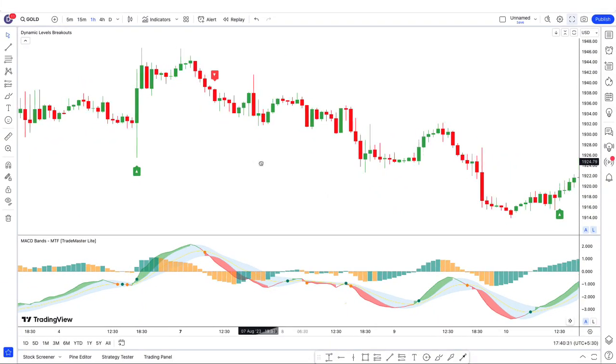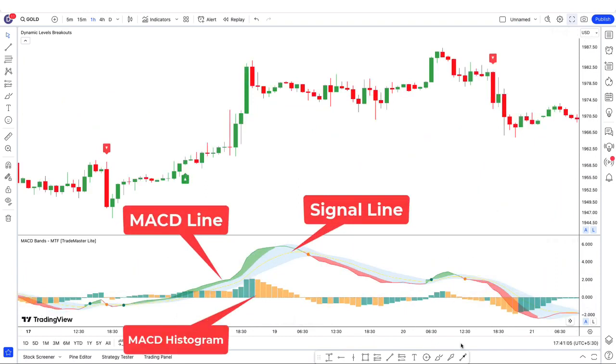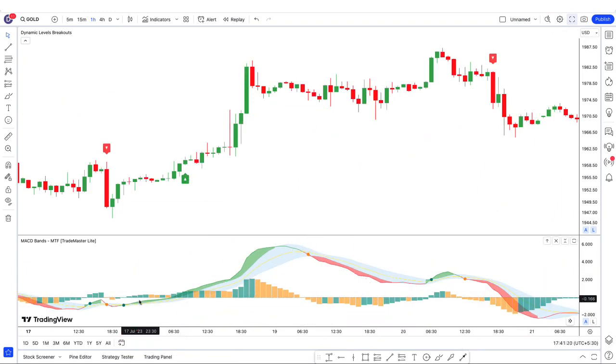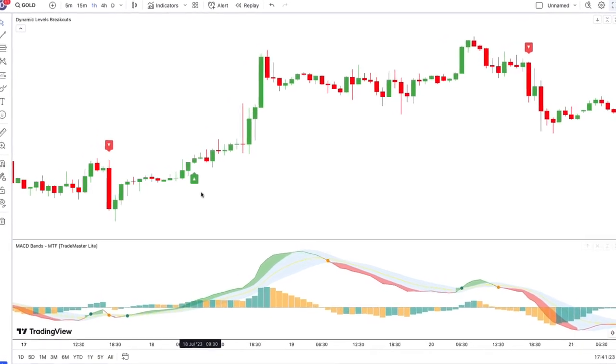This particular indicator consists of a MACD line and a signal line, a MACD histogram and trend clouds. When the market is heavily trending upwards, the MACD line crosses above the signal line. The cloud also appears green. When the market is heavily controlled by sellers, the MACD line is below the signal line. The cloud changes to red.